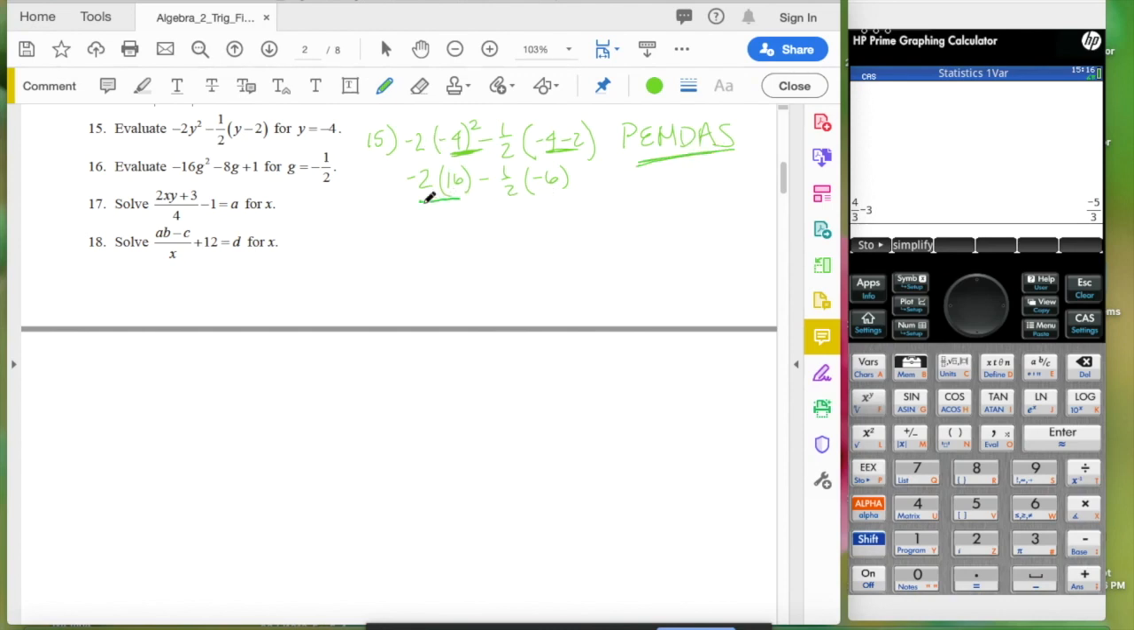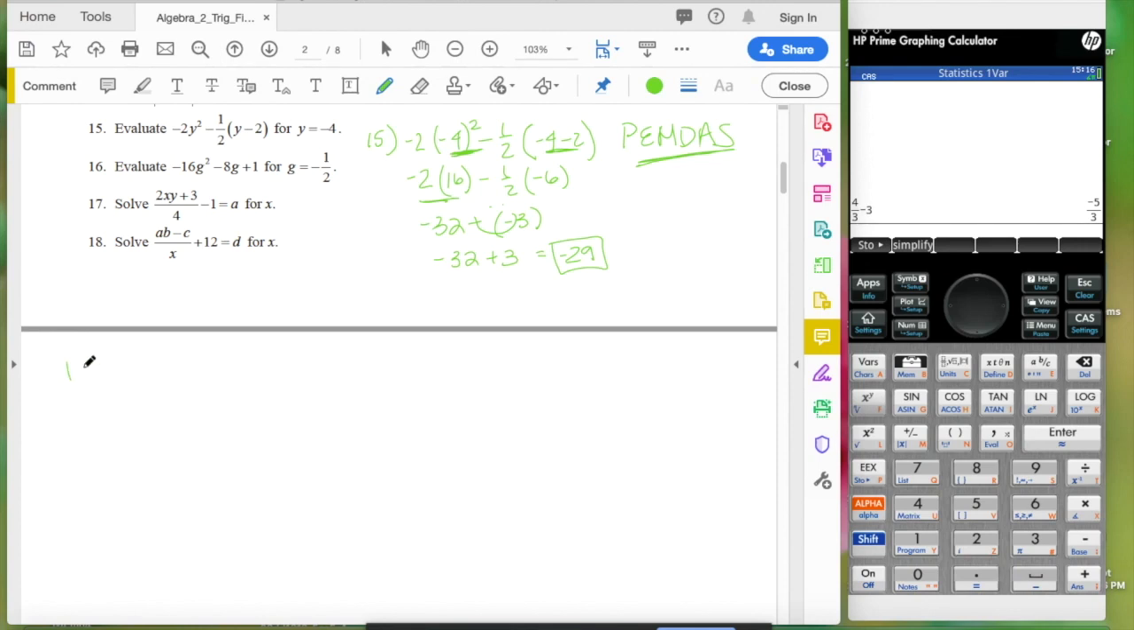Then I'm going to multiply these two. So I'm going to have negative 32. And then I have 1/2 times negative 6, which is going to be negative 3. So negative 32 minus negative 3. And then the two minuses become happy. And so then we're going to have negative 32 plus 3. And that's going to get us negative 29.